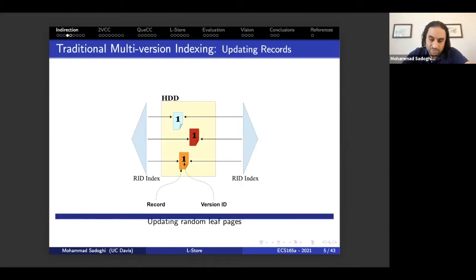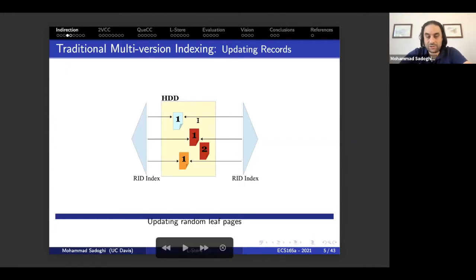So again, we don't want to do in-place update, for the many reasons that we've already talked about in LStore as well. That means if I'm writing a new version of the record, somehow I'll create a new version.